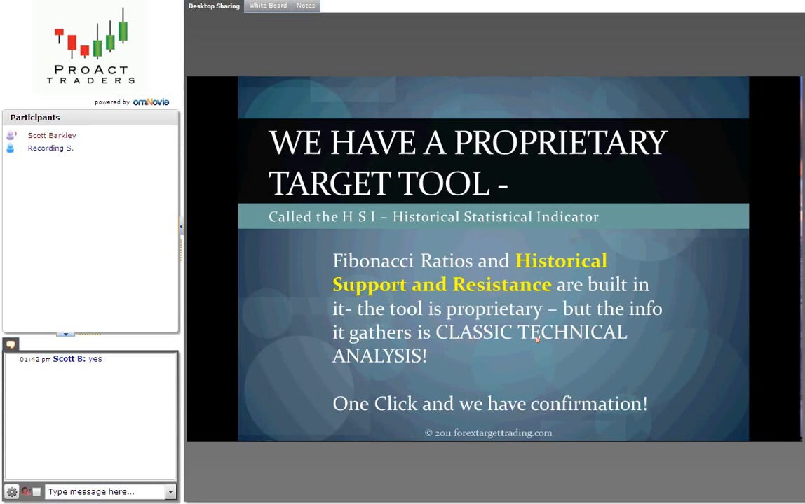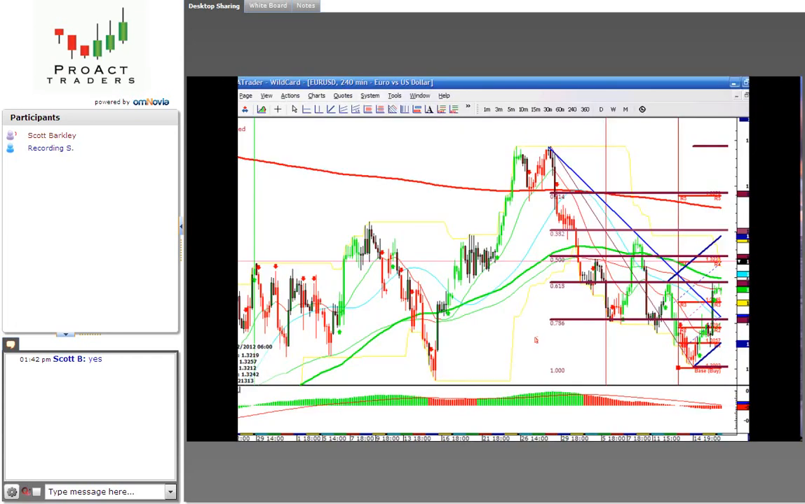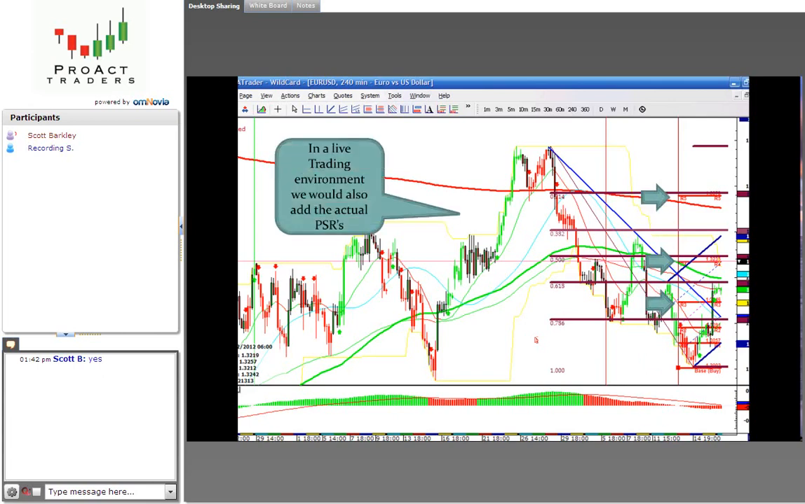Now it's the same thing when you put Fibonacci's on. It's a tool. It's just got them programmed in there, and you use a Fibonacci tool. That's it. So we're going to add those on here, and you can see there's the R3, the R4, and then there's the R5. Those are the resistance to the top. Now, in a real trading environment, we'd also use the actual PSRs, which I will do in a minute. But right now, I'm just trying to make this simple.